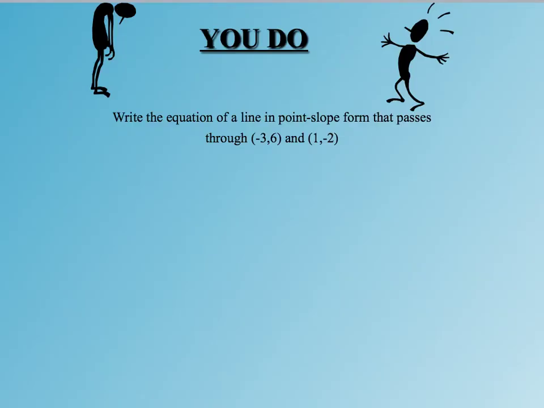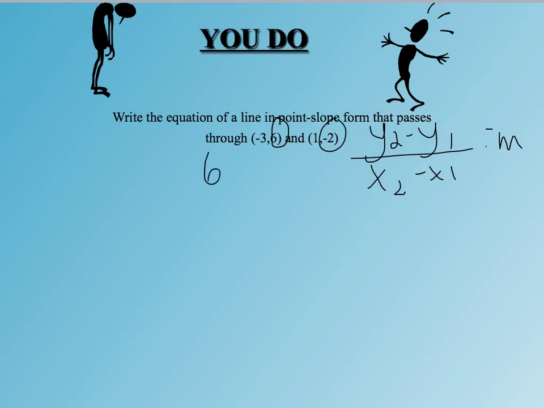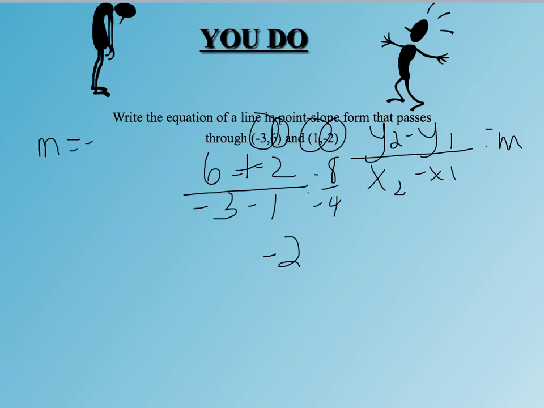Take a minute, pause the video, and try this one on your own. First we need to find the slope: y2 minus y1 over x2 minus x1. You could have done this either way. 6 minus negative 2 over negative 3 minus 1. This becomes plus, and I have 8 over negative 4, so I have negative 2. So m is equal to negative 2.